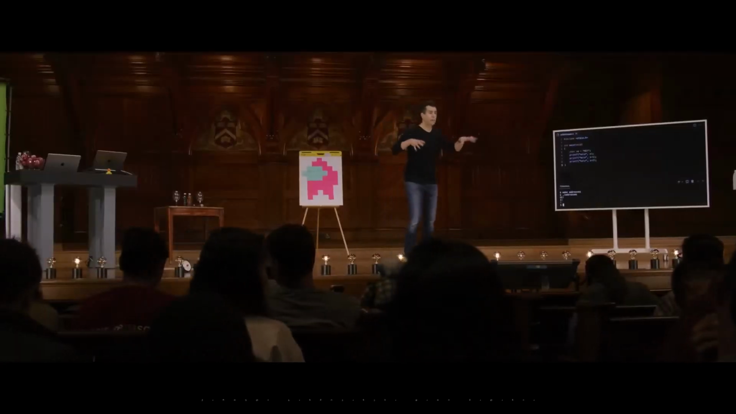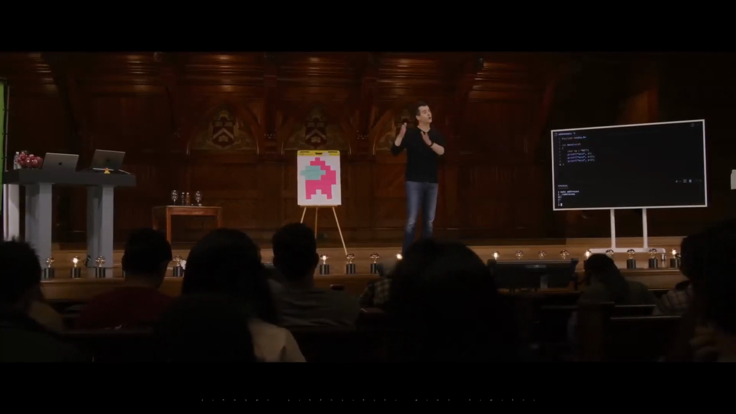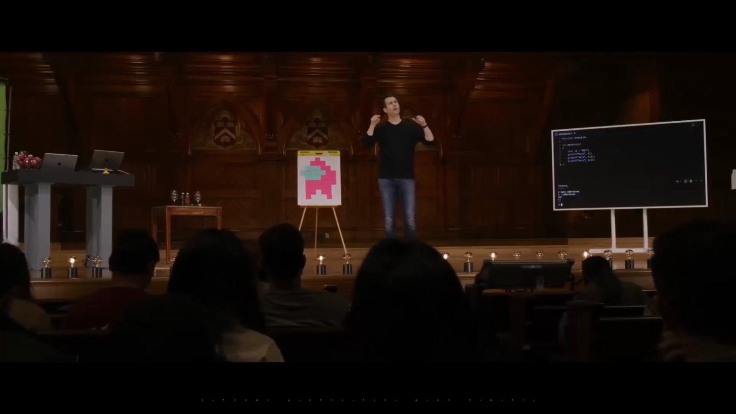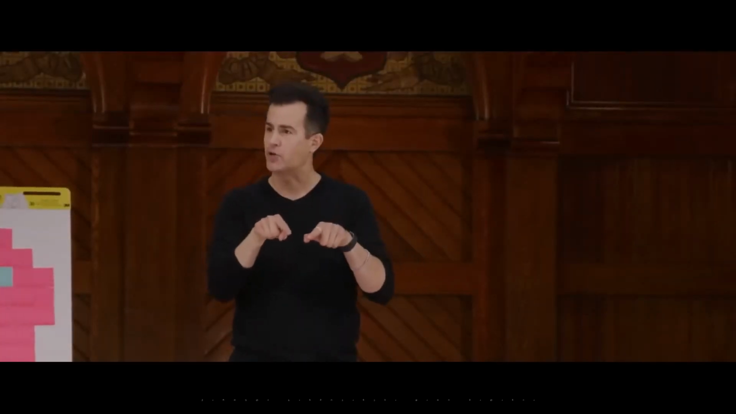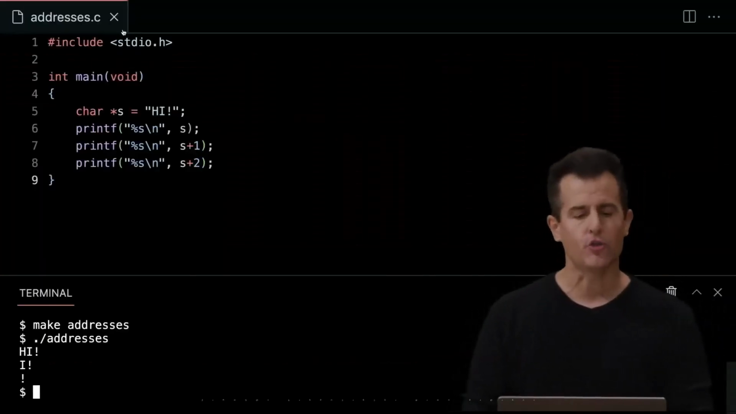Perfect. Equals equals would compare literally the two memory addresses instead of the actual strings character by character. And unless the memory addresses are literally the same, so you compare that exact same memory address, two different strings probably are not going to be considered equal, even if to us humans they indeed look equal. So let's see this. Let me go ahead and close addresses.c.